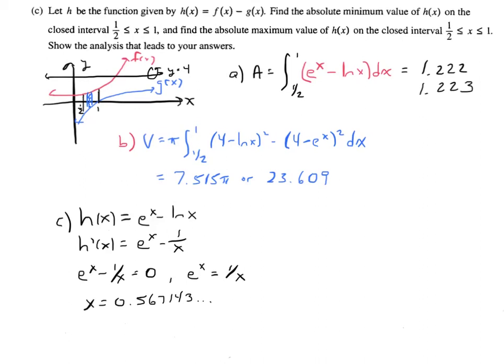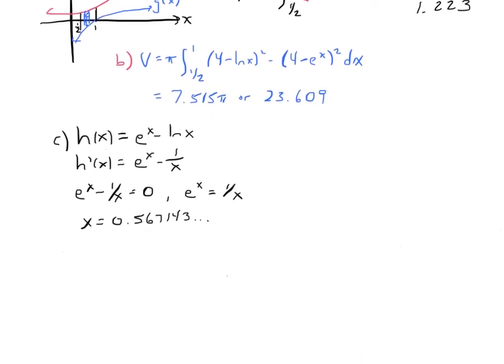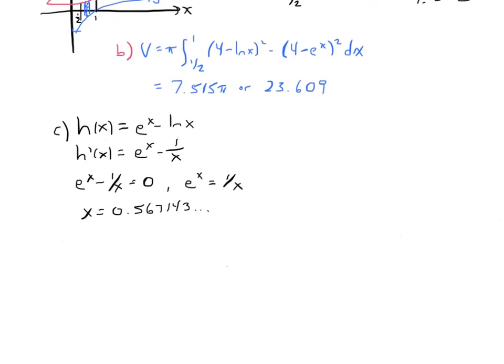Now we know that absolute extrema can happen at the critical numbers or at the endpoints. So we need to find h of 1/2, h of 1, and then h of 0.567143. So h of 1/2, and again we're using our calculators, that's e to the 1/2 minus ln of 1/2. That turns out to be this.